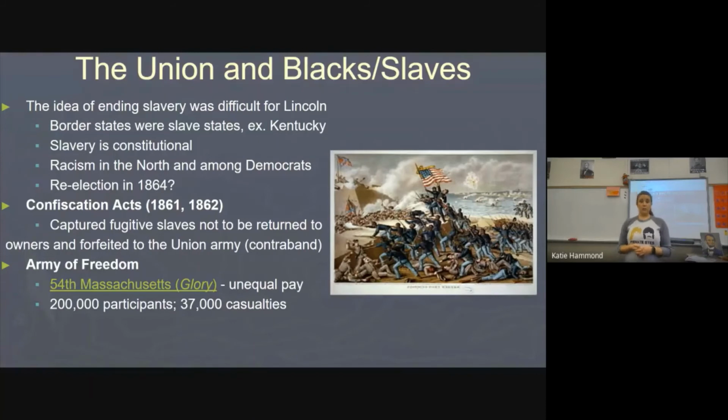But what people will say, about 200,000 African Americans will fight in the Union Army, okay? Of that, 37,000 will die, and the African Americans who are fighting in the Union to end the Civil War and end slavery are referred to as the Army of Freedom, because again, they got involved to make it easier for slavery to be abolished.